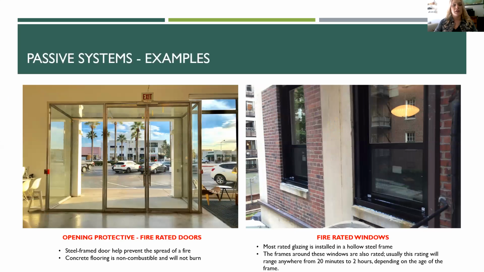Again, another example of the passive systems is shown here. On the left-hand side, you've got an opening protective, which is done in a commercial setting. These are examples of a fire-rated door. So you've got the steel frame door, which is going to help prevent the spread of a fire. And then you'll also notice down below the concrete flooring, which is a non-combustible item and will not burn. On your right-hand side, you've got an example of your fire-rated windows. Most of these glazings are going to be installed in a hollow steel frame, as we mentioned. And the frames that are around the window are also rated. Usually the rating for these will range anywhere from 20 minutes to 2 hours, and that's just really going to be dependent upon how old the building or the frame is.